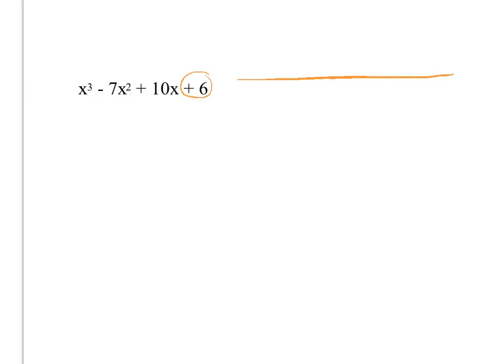So I'm going to look at the possible zeros. I've got 1, 2, 3, and 6. And on the bottom is going to be plus or minus 1. So I'm going to try this out using synthetic division. I'll just try 1 to start with.